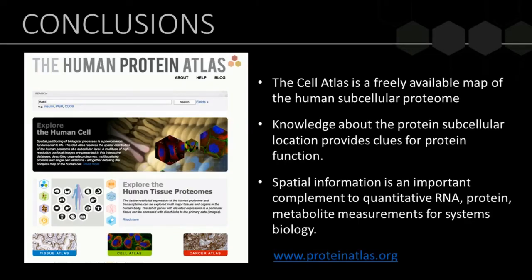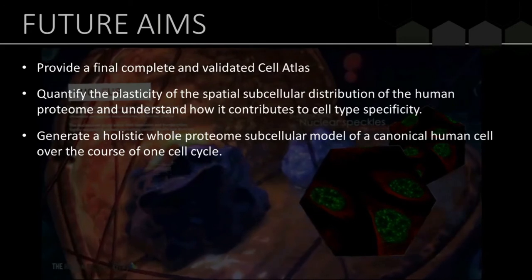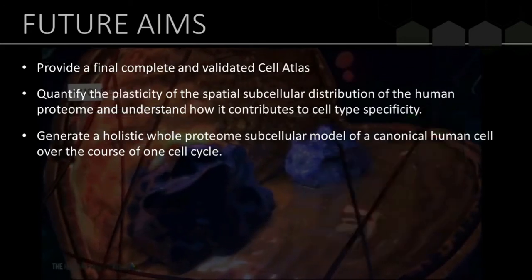So to conclude and summarize the Cell Atlas, it's a freely available map of the human subcellular proteome, and knowledge about the protein subcellular location provides clues for protein function. And spatial information is a very important complement to quantitative RNA, protein, metabolite measurements for systems biology. And for the future, we aim to provide a final, complete, and validated Cell Atlas.